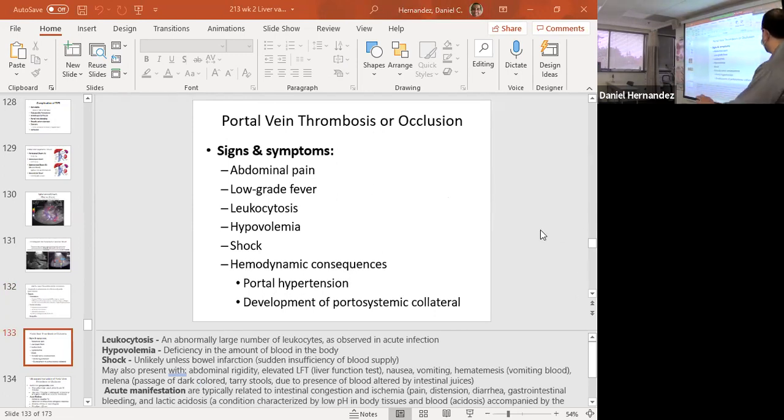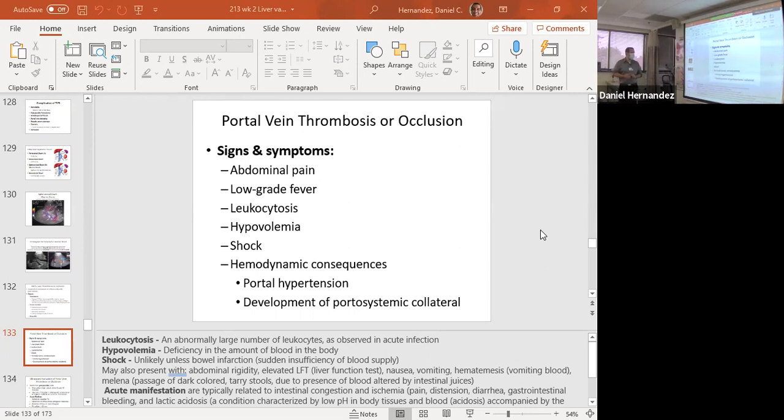So some signs and symptoms for portal vein thrombosis. Patients will have abdominal pain. They can potentially have a low-grade fever. Anytime you have thrombosis within those vessels, you can even have DVT in the legs. Sometimes the patients will develop a low-grade fever. I've had orders come in, fever of unknown origin, rule out portal vein thrombosis, or even fever of unknown origin assessed for DVT in the legs. They'll also have leukocytosis, which is an elevated white count, and hypovolemia. They could develop shock.